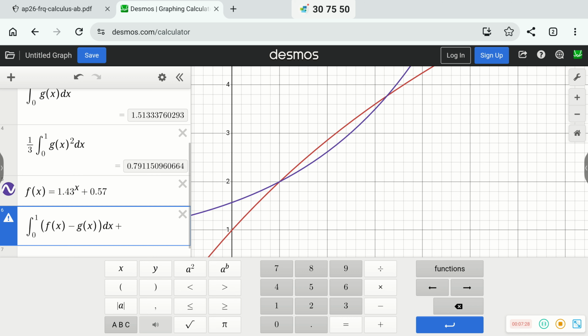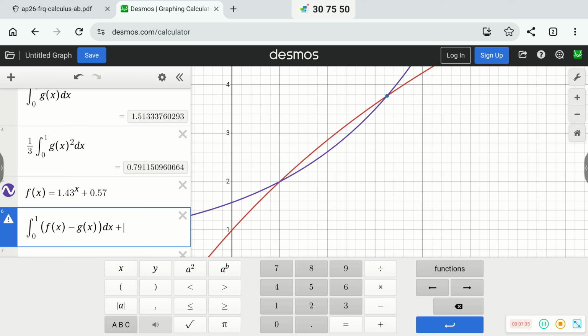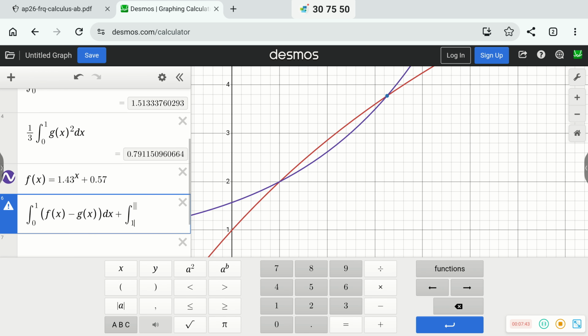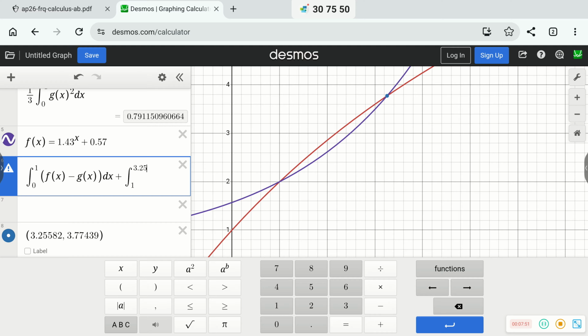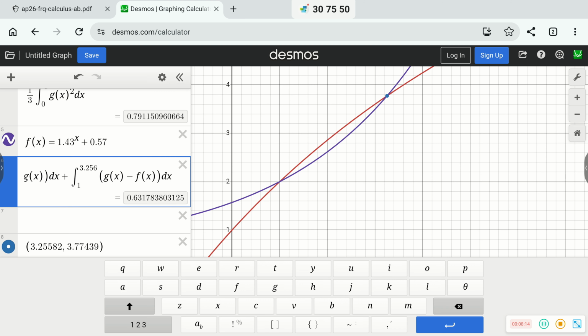All right, so what we need to do here is get this point real quick. So I'm going to click here so I can see it. So plus INT from 1 to wherever that was, 3.256, right? 3.256, and this time G is on top. So I need G on top, because the red's on top. The red is G. So minus F of X. And then dx, right? Nothing squared. This is area. All right, so did that add everything up? 0.632, I guess, for that one.